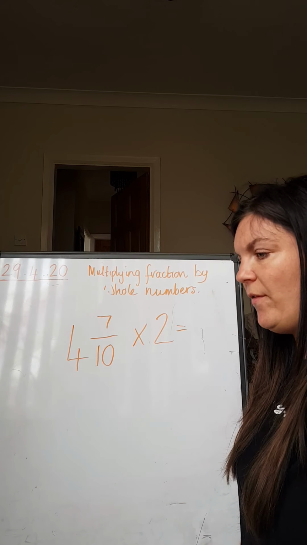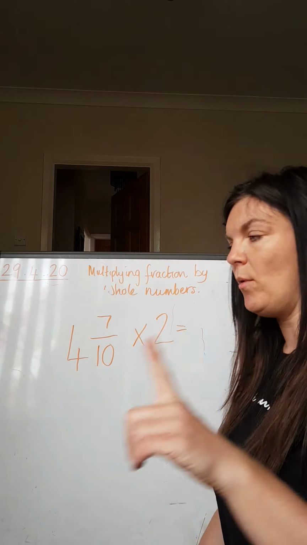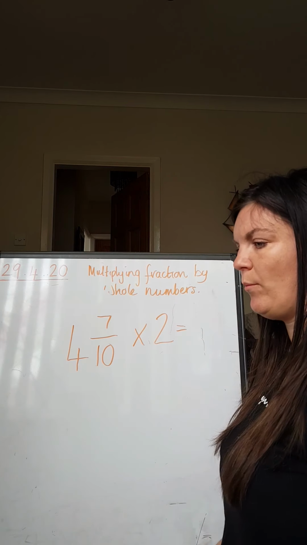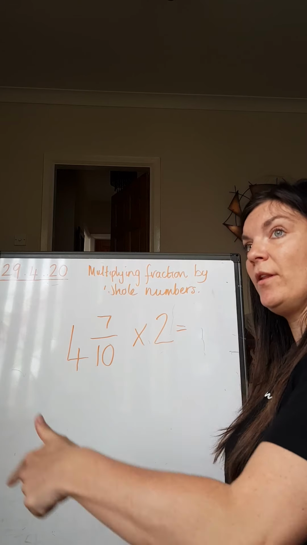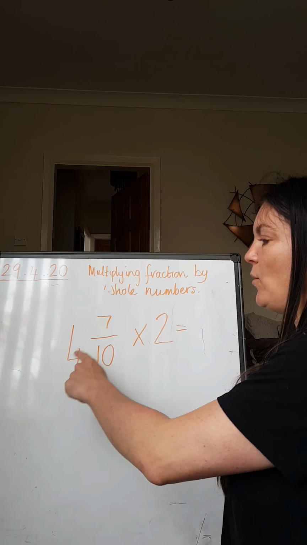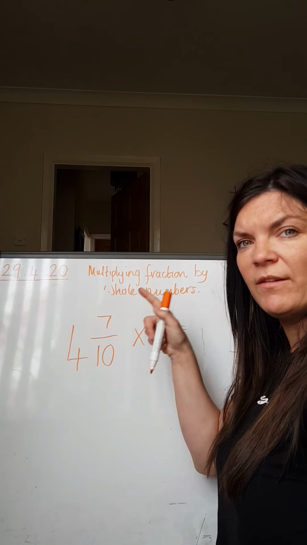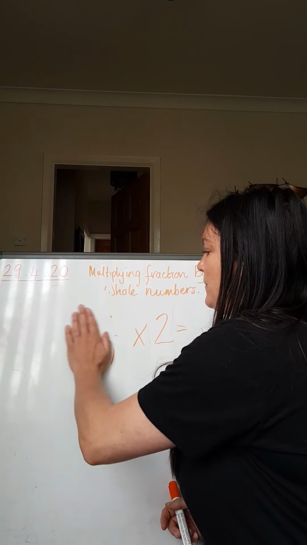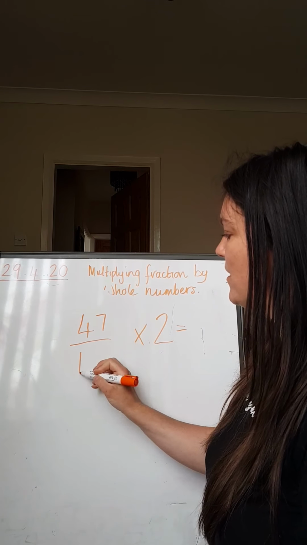Right, okay, we've got 4 and 7/10 and we want to times that by 2. So step number 1, change this into an improper fraction so we know what we're doing. So I've got tenths, I've got 4 wholes, so I've got 10 for 1 whole, another 10, another 10 and another 10. So 10 times 4 is 40. Add the 7 at the top, I've got an extra 7, so that's 47. So I've got 47 tenths.